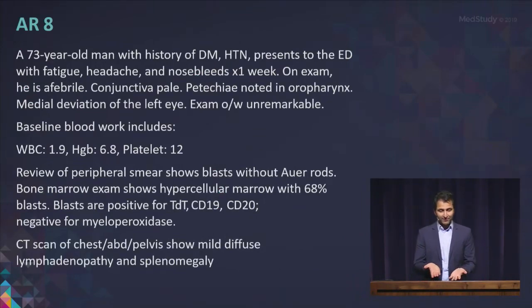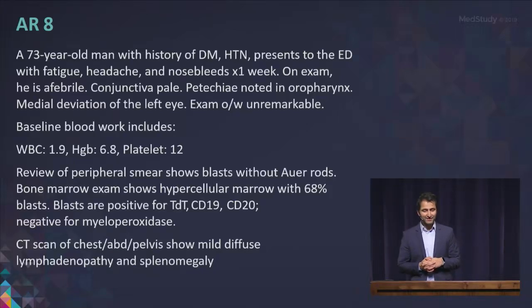So let's talk about this 73-year-old man, history of diabetes and hypertension, who presents to the ED with fatigue, headache, and nosebleeds for a week. On exam, no fever, but he's pale, some petechiae, medial deviation of the left eye. Otherwise, exam is unremarkable. He's pancytopenic and pretty severely so. Platelet count of only 12. Peripheral smear shows blasts without Auer rods. Bone marrow shows a hypercellular marrow with 68% blasts, and they're positive for these markers, including CD19 and 20. CT of chest, abdomen, and pelvis shows mild diffuse lymphadenopathy and splenomegaly.